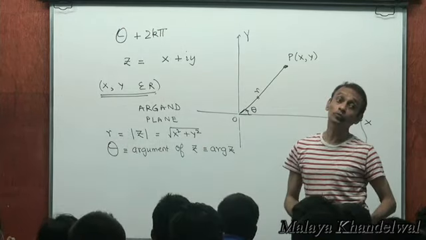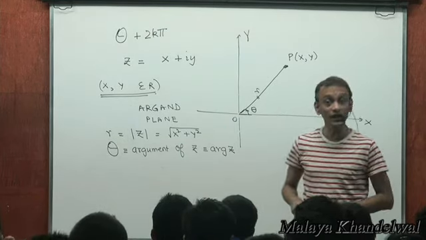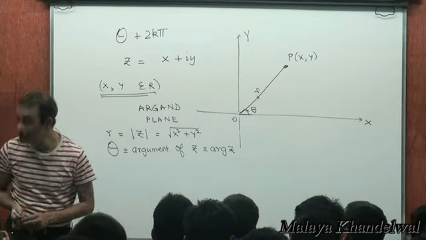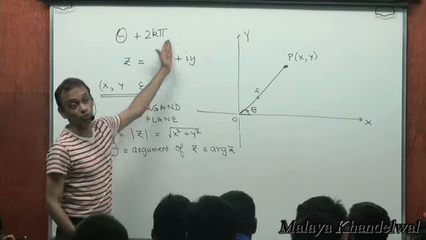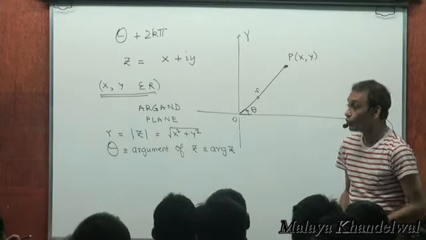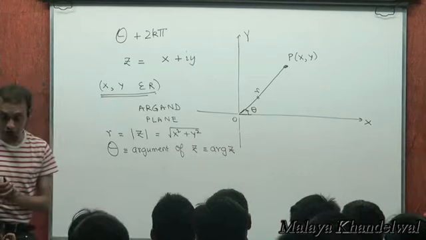Therefore, the argument of the complex number z is not unique. It's a multiple valued function. Any one of these, when chosen as the argument with a given r, will locate the same point P. Yes or no? Therefore, the argument is not unique. The argument is a multiple valued function.